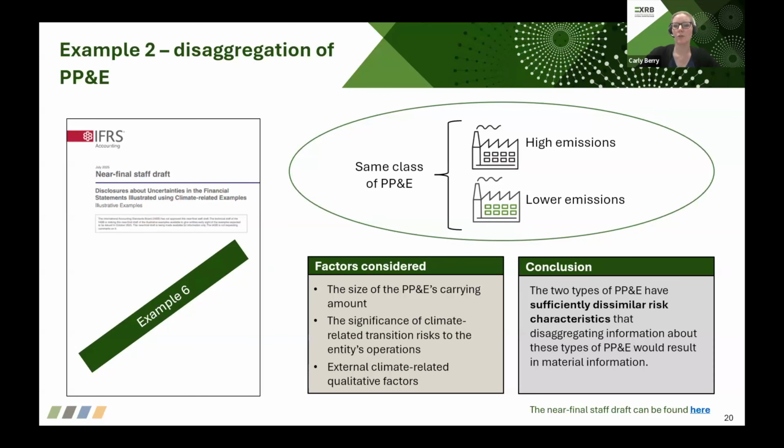So in this example, an entity owns two different types of PP&E classified in the same class, one whose use results in higher greenhouse gas emissions, and one that produces lower emissions. After considering its particular facts and circumstances, the entity determines that the two types of PP&E have sufficiently dissimilar risk characteristics that disaggregating information about these types of PP&E would result in material information. The entity reached this conclusion after considering some factors, such as the size of the PP&E's carrying amount, the significance of climate-related transition risks to its operations, and external climate-related qualitative factors.